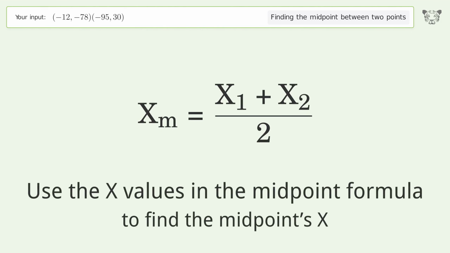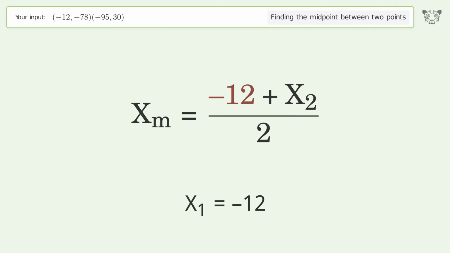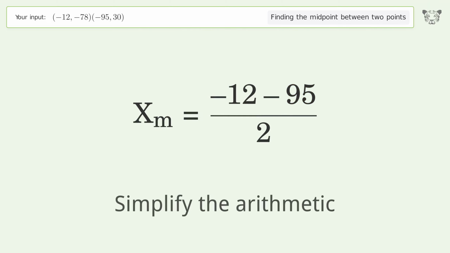Use the x values in the midpoint formula to find the midpoint's x. x1 equals -12. x2 equals -95. Simplify the arithmetic.